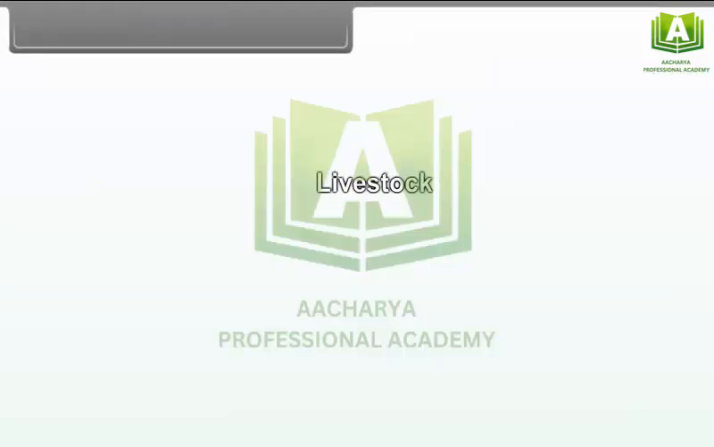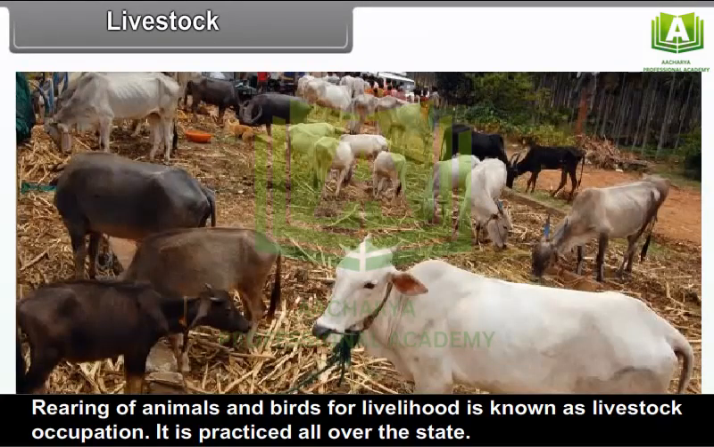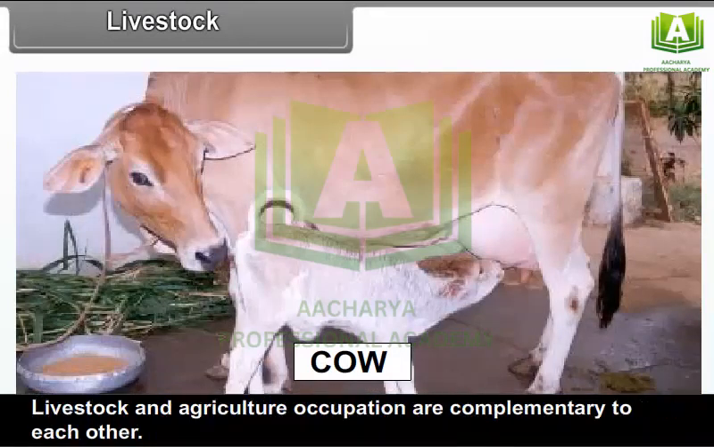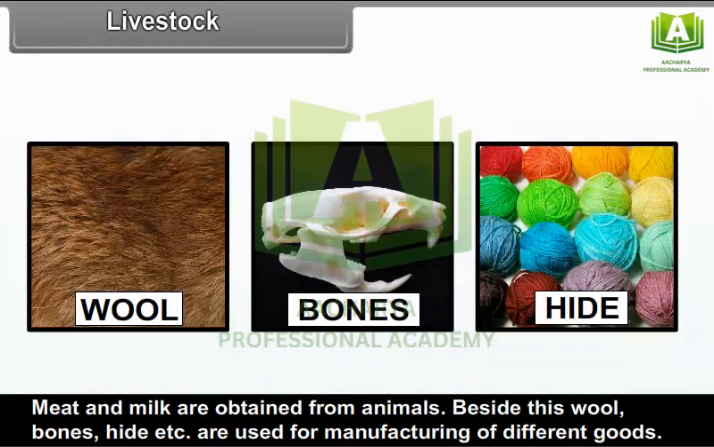Livestock. Rearing of animals and birds for livelihood is known as livestock occupation. It is practiced all over the state. Livestock and agriculture occupation are complementary to each other. Meat and milk are obtained from animals. Besides this, wool, bones, hide, etc. are used for manufacturing of different goods.